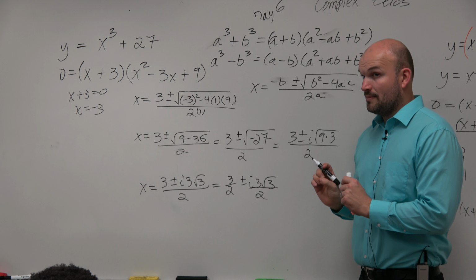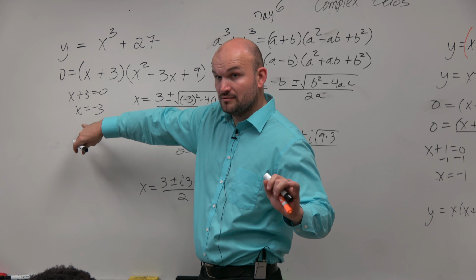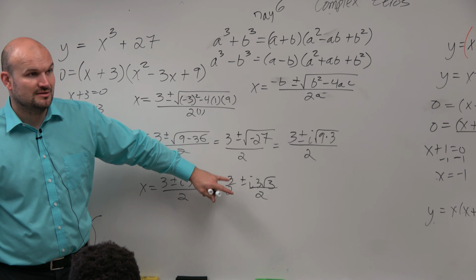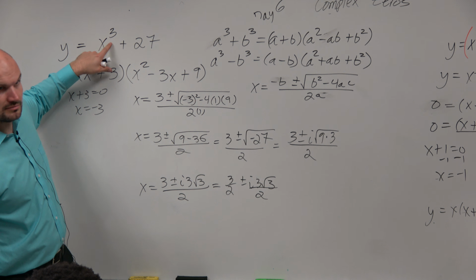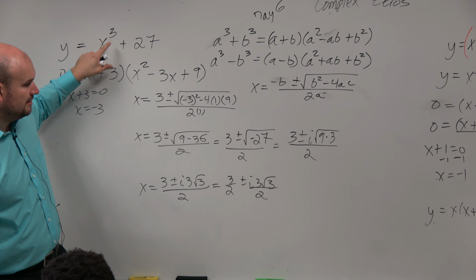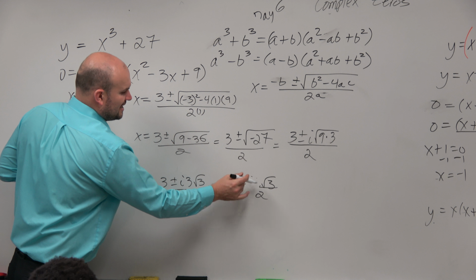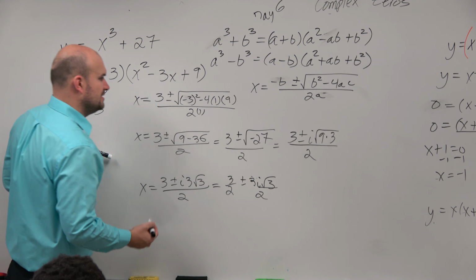Whew. But let's double check. I have one real zero. And then how many imaginary, or complex, zeros do I have? 2. We're looking good, right? Wait, it's plus or minus. Oh, OK. Oh, I should have written the i back. It should be 3i.